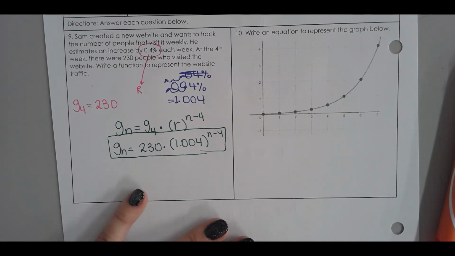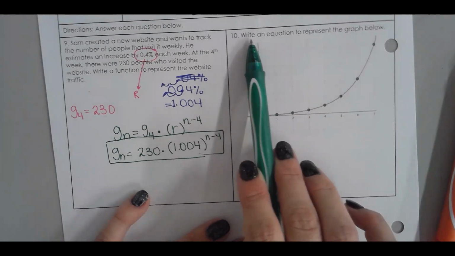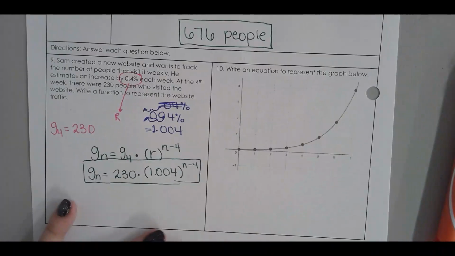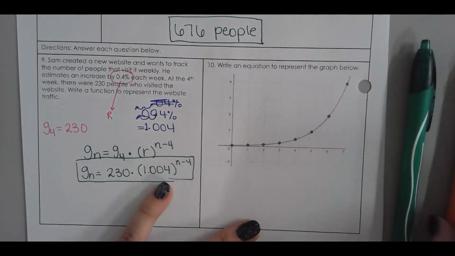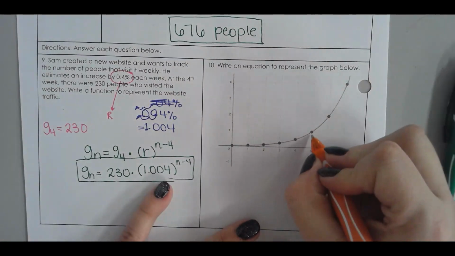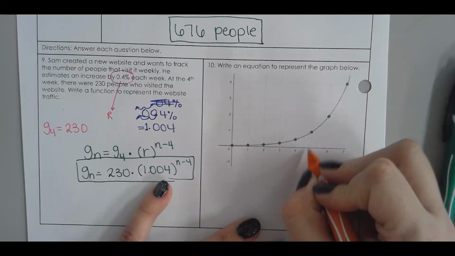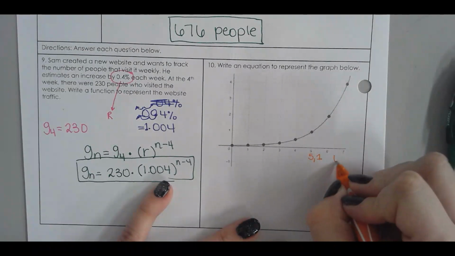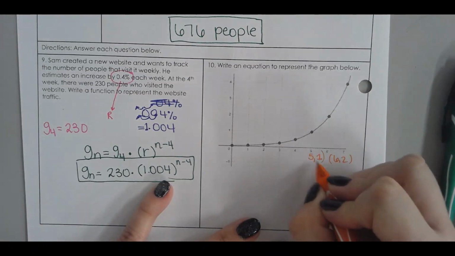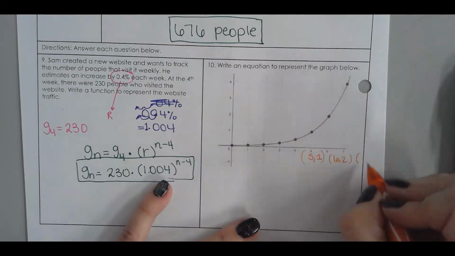Number 10 says to write an equation to match this graph. This is different than what we've done. I'm going to go find points that are right on my line. For example, I have 5, 1, 6, 2, and 7, 4.